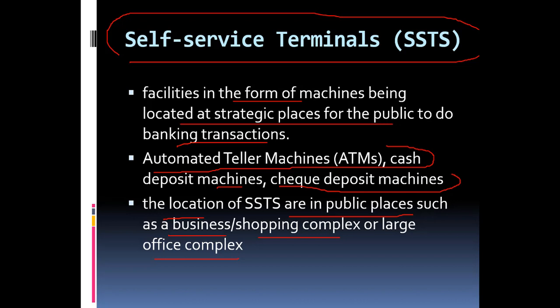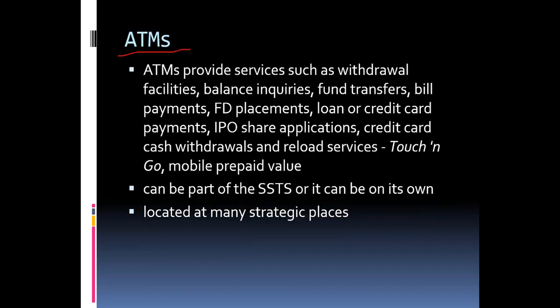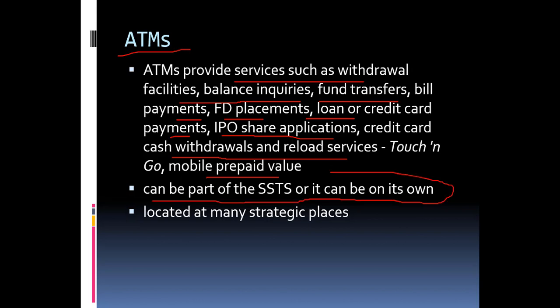And then we can withdraw the money using our ATM card. The ATMs provide services such as withdrawal facilities, balance inquiries, fund transfer, bill payment, FD placement, loan or credit card payment, IPO share application, credit card withdrawal, and reload services, which refers to Touch 'n Go and mobile prepaid value. It can be part of SSTs, or on its own, located at many strategic places, such as the airport, 7-Elevens, the bank or banking institution, and so on.